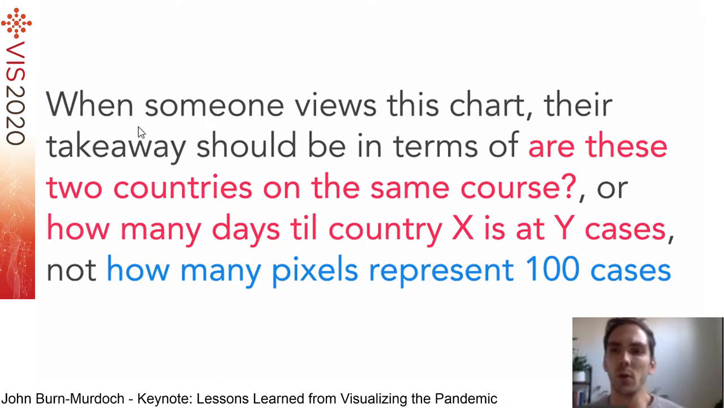And I think that framing also came from the conversation we had when we produced this chart, which was a conversation between myself and one of our news reporters, and she was asking me exactly those questions. And so the thinking was, well, this chart answers those questions very well. It doesn't answer very neatly the question of how many pixels represent 100 cases, because on a log scale there is no fixed answer to that. But the sense we had was that was not really an important question and was a distraction. We should be focusing on its ability to convey that message.